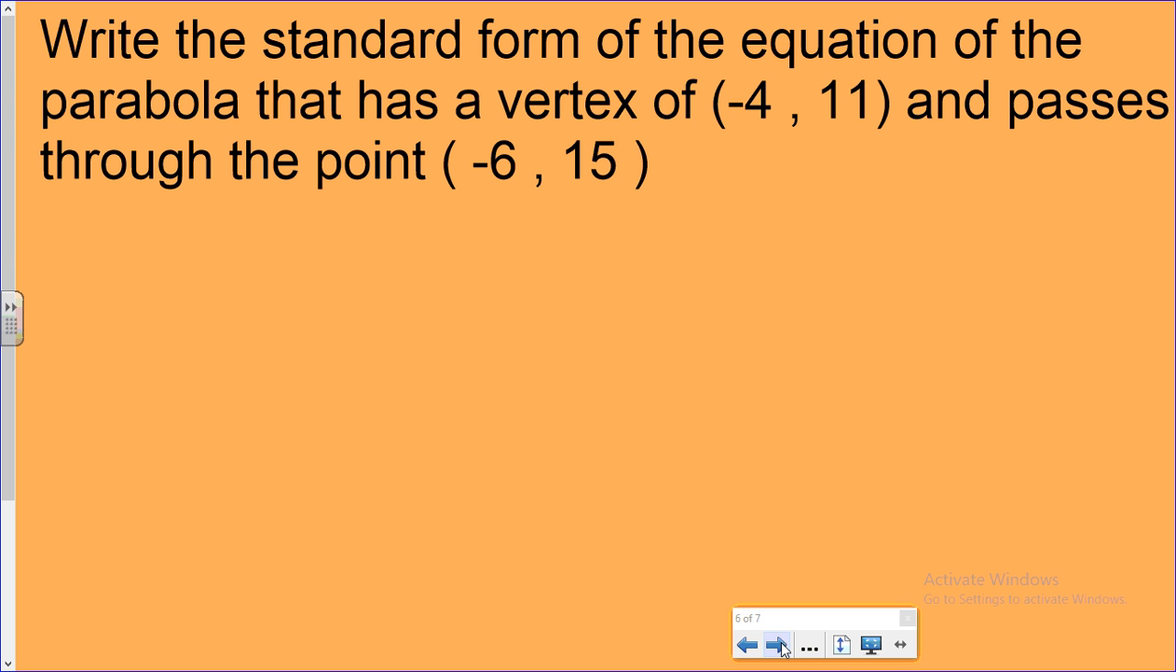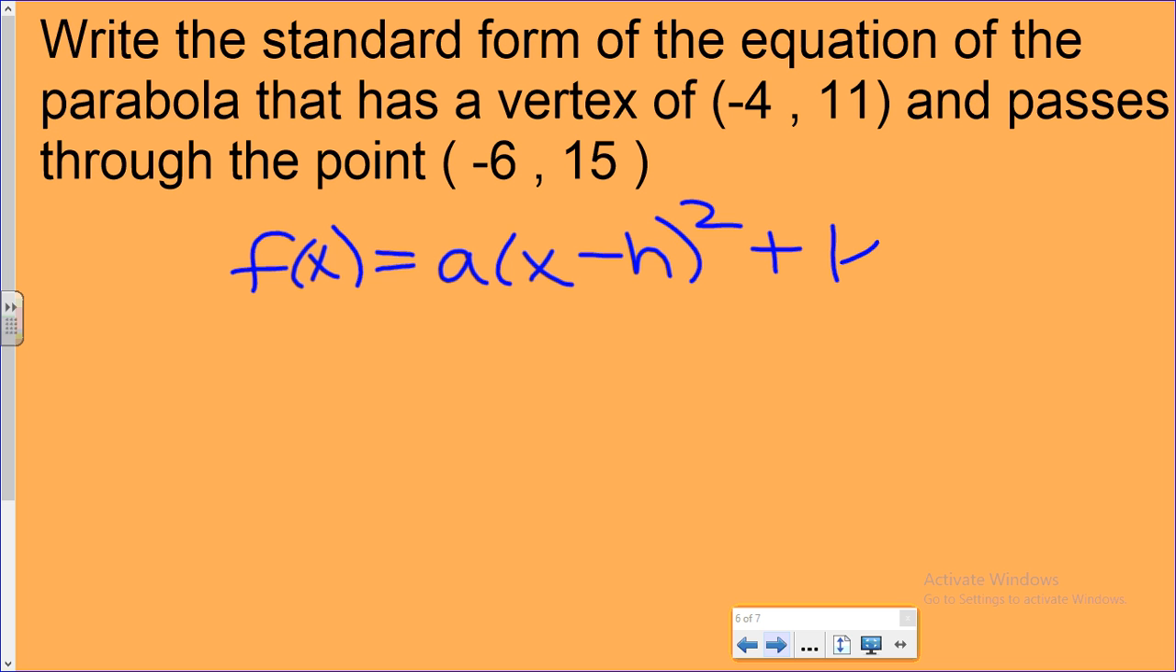Okay, so if I ask for the standard form of an equation, we know that in general it's going to look like this. Is there any part of that equation that we know? What's h? Okay, so we can write x plus 4 and k is 11. We at least know that. We do not know a, which means we don't know our equation in its entirety. But we do know one more piece of information. How could that be helpful?